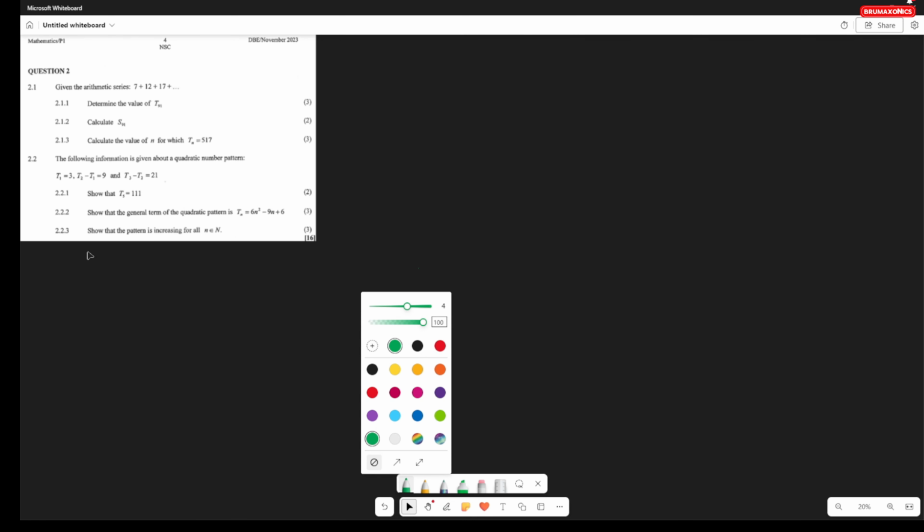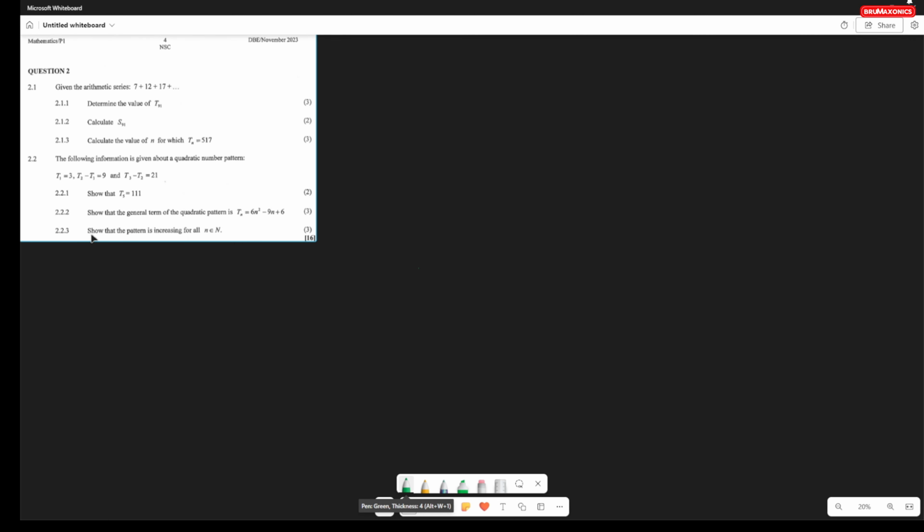So now the question says to show that the pattern is increasing for all n an element of the natural numbers. So this means that, or maybe we can actually define the natural numbers.